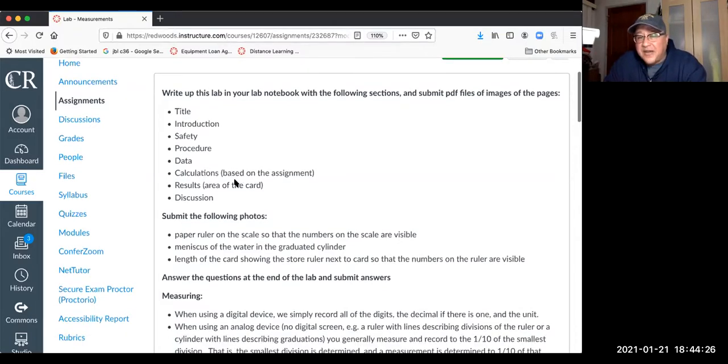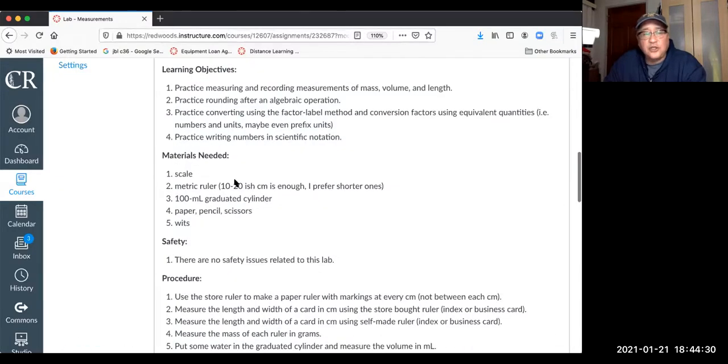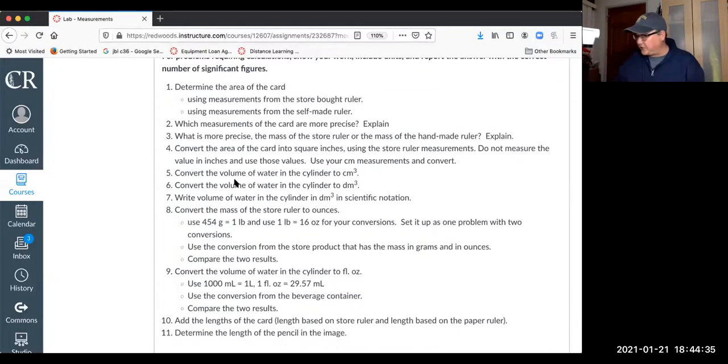Calculations based on the assignment. So you want to have a calculation section where you show how to do these calculations. So let's take a look at what a calculation will look like. So notice that the first calculation is to get the area of the card using the store-bought ruler. So what I'm going to do here is I'm going to invent some numbers for the length and width of the card using a store-bought ruler.